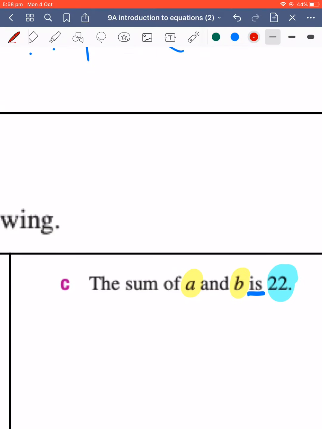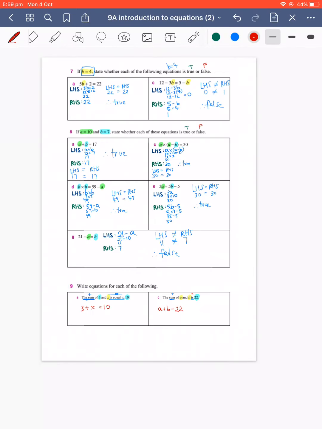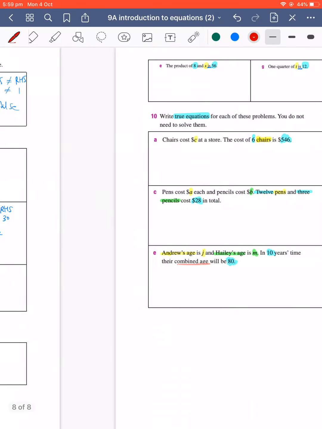Let's move on to the next. So again, I've got my sum. Sum is really important. It means I am adding. So I'm adding A plus B. And it says that it is. Is, remember, means that it equals 22. Not asking you to solve it. We're just coming up with what that equation looks like.